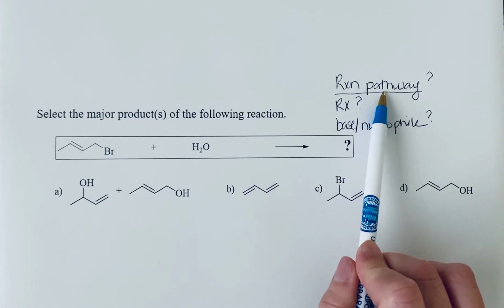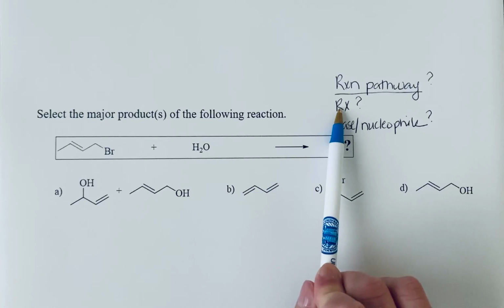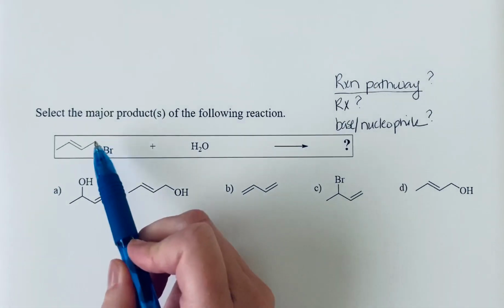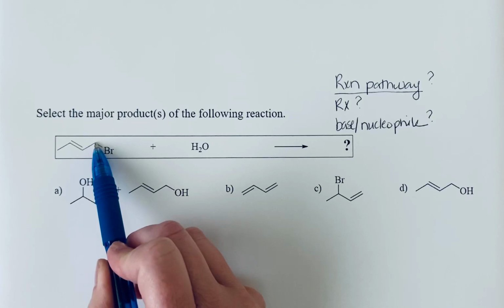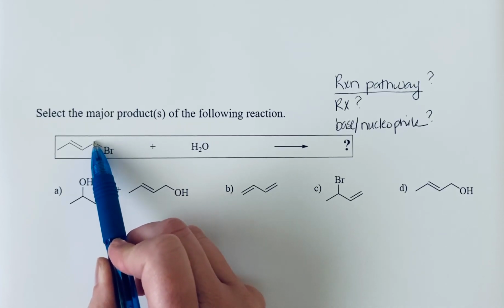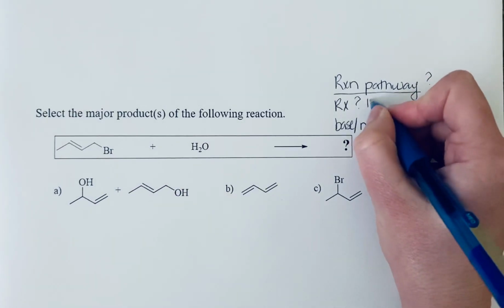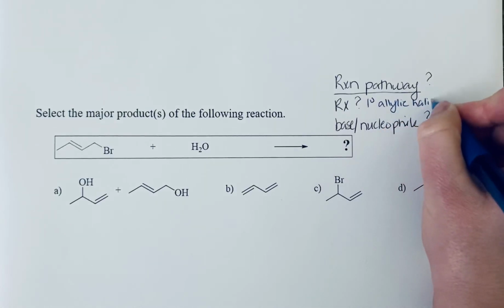What pathway is this going to follow? And so to analyze this, the first thing we do is we want to say, what is the structure of our alkyl halide? If we look at this alkyl halide, the halogen is attached to the end of the chain, so it is a primary alkyl halide. And additionally, it is allylic. It is the carbon atom, one carbon over from a pi bond. So this is a primary allylic halide.